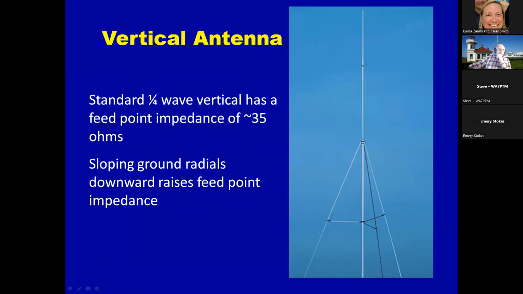Your standard quarter wave vertical has, as it says here, a typical feed point impedance of about 35 ohms. You're going to be feeding it through a 50 ohm line, so that's a mismatch. But by adjusting the direction of the radials, you can adjust the impedance. So if you slope them down, it raises the feed point impedance.